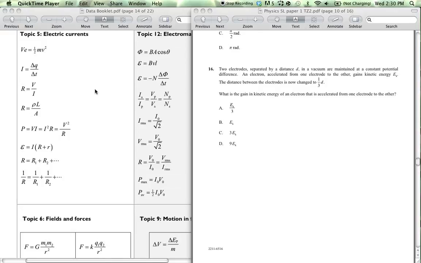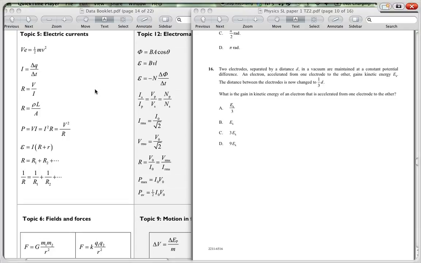Question 16. Two electrodes separated by a distance d in a vacuum are maintained at a constant potential difference. An electron accelerated from one electrode to the other gains kinetic energy Ek. The distance between the electrodes is now changed to 1/3 d. What is the gain in the kinetic energy of an electron that is accelerated from one electrode to the other?